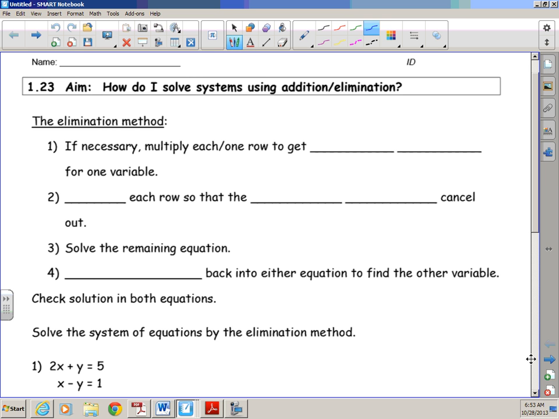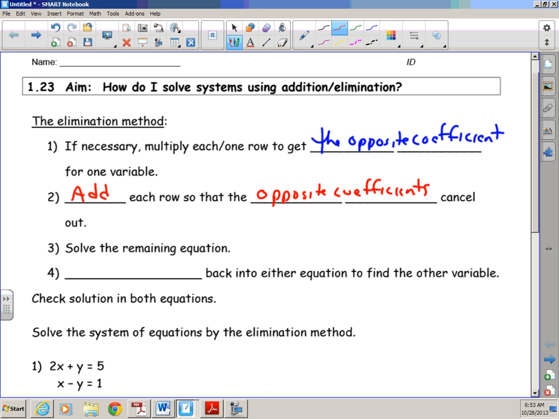of examples. If necessary, multiply each one or row to get the opposite coefficient for one variable. Add each row so that the opposite coefficients cancel out. Solve the remaining equation, and then as we did on Friday, you're going to substitute back into either equation to find the other variable.